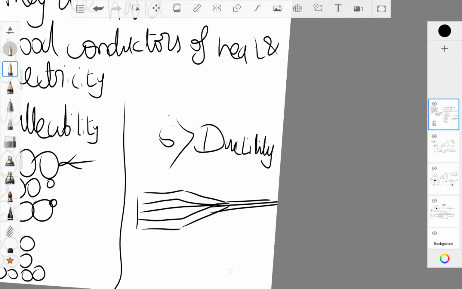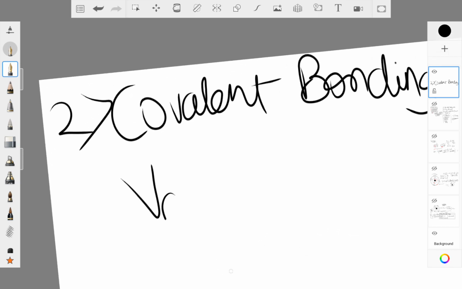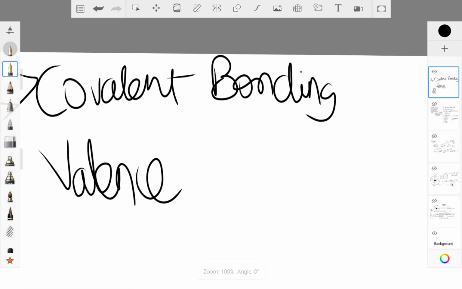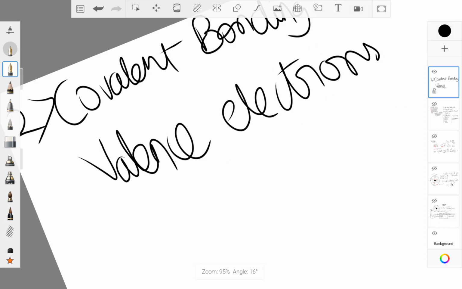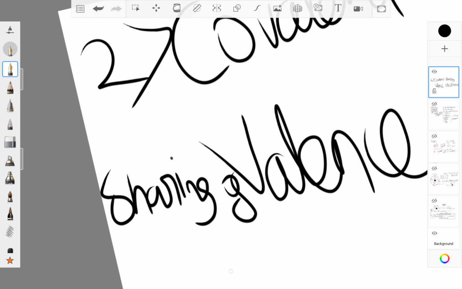Right. So the second type of bonding that we'll be looking at is covalent bonding. Now, covalent bonding is a type of bond that is formed through the sharing of valence electrons. That's an important distinction. If you write just electrons, you're likely to be penalized by the examiner. It's always good to mention valence electrons. The sharing of valence electrons, to be precise. Let me add that as well. Sharing of valence electrons.